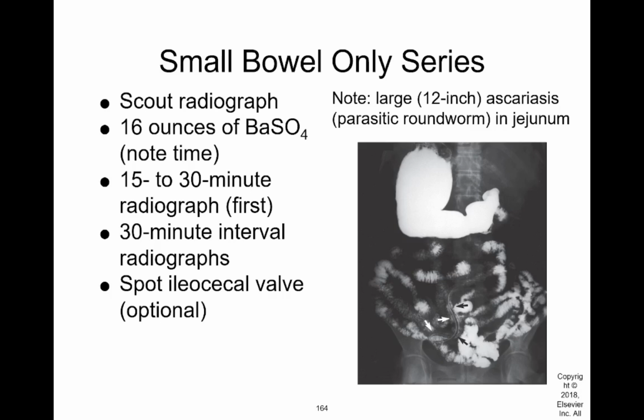So we've got a lot of stuff going on here. Again, the first image is going to be your scout. On a lot of the contrast exams that we're going to talk about, there's a scout radiograph. A scout radiograph is an x-ray that you take before you give the patient any kind of contrast so that you can see the general location and the size of the anatomy that you're going to be looking for. The scout radiograph is the first exam that you take, and it should be representative of most of the images that you're going to take.